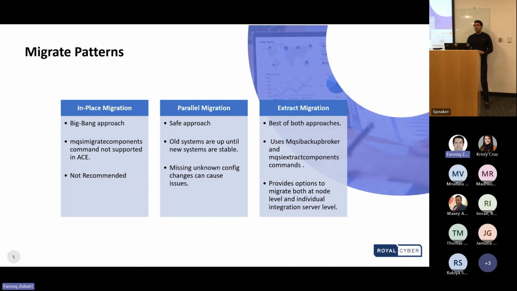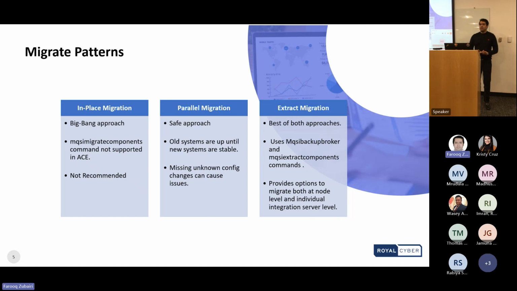At the same time, I can route my traffic to the target systems, and in case of any problem, I can come back to my source. So both will be up and running until the time when I think that now is the time that I can move all the services into the new system. That's what we call a parallel migration.